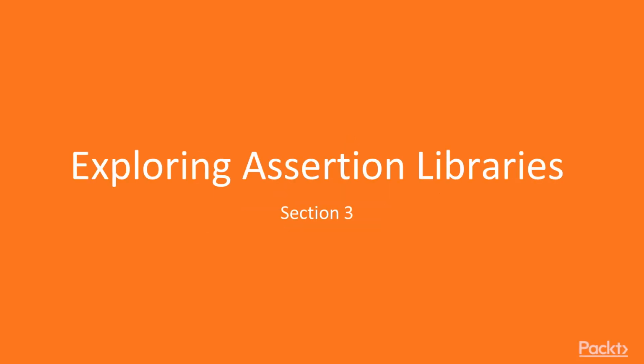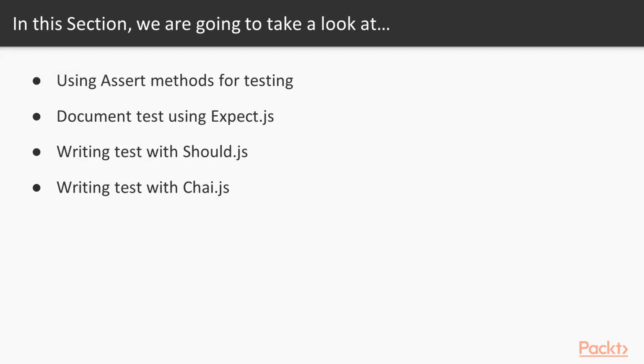Now we're going to explore some assertion libraries. In this section, I'll teach you what assert methods are. I'll teach you how to write document tests using Expect.js. You will also learn about Should.js and Chai.js. These are all assertion libraries.